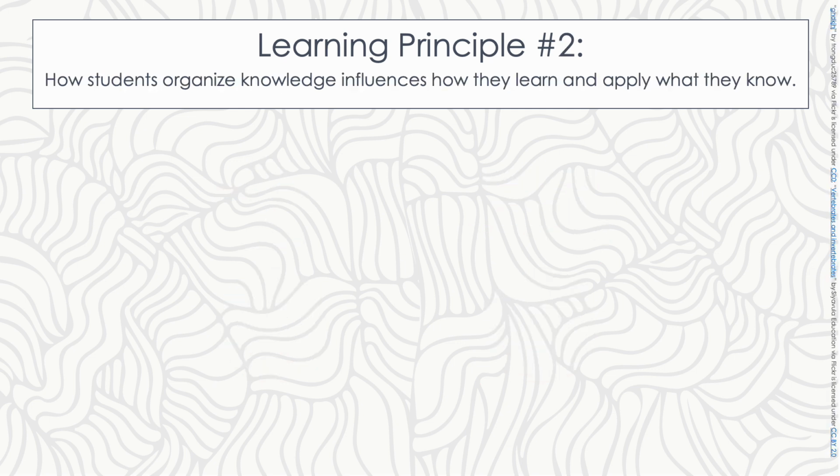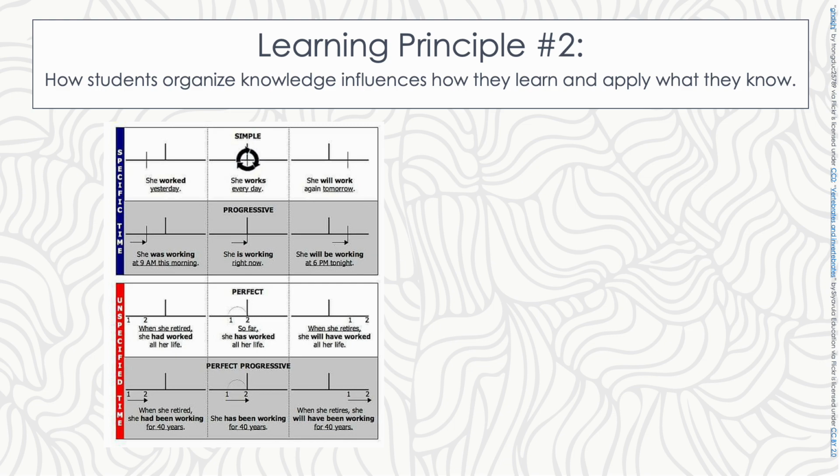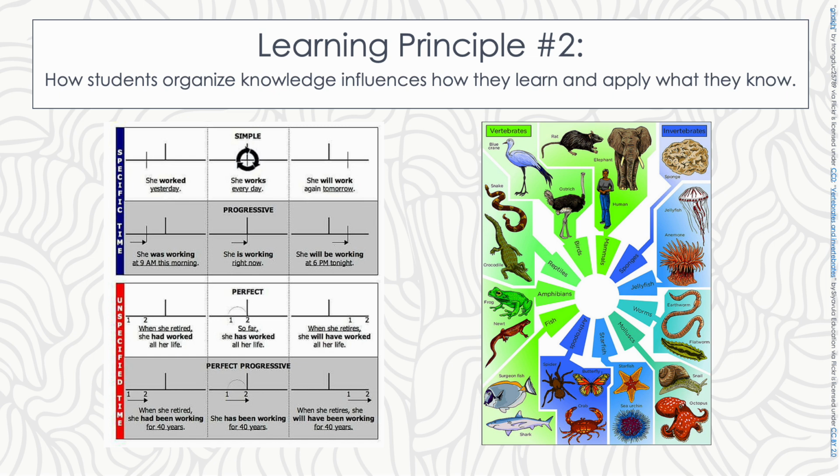Learning principle number 2. How students organize knowledge influences how they learn and apply what they know. Knowledge organization has to do with how a person relates ideas to each other. For example, we relate verb tenses to timelines and to each other, and we divide up the animal kingdom into well-defined categories. The more interrelationships among concepts, and the stronger and clearer those relationships, the better a learner's understanding and ability to apply the concepts to new problems and new situations.